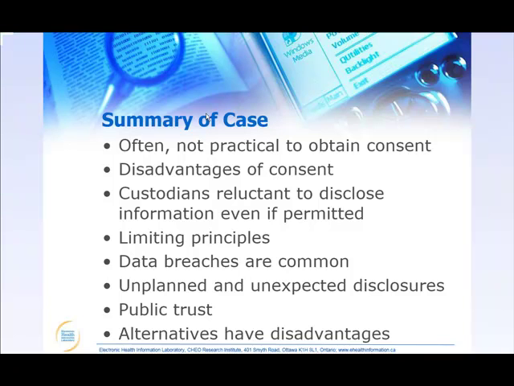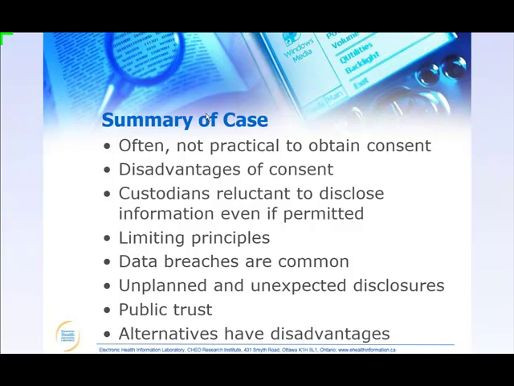In practice, custodians are reluctant to disclose information even if that disclosure is permitted. As I mentioned to you, the family physicians were reluctant to disclose identifiable information. They wanted the information to be anonymized or de-identified before it's disclosed for public health purposes. In most privacy laws, you have limiting principles which require that the minimal amount of information is disclosed. This is the case here in Ontario. It's the case in the US under HIPAA, when HIPAA talks about minimal necessary information. So this is relatively common. The other issues, of course, of data breaches are common.